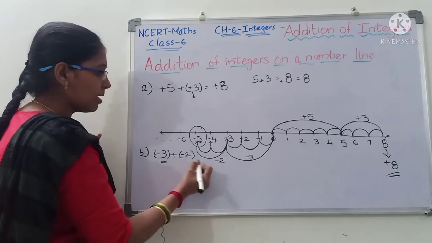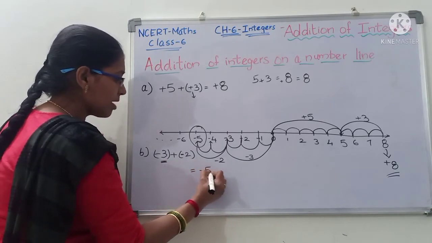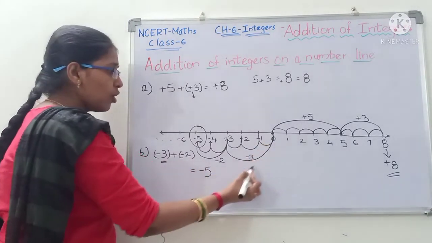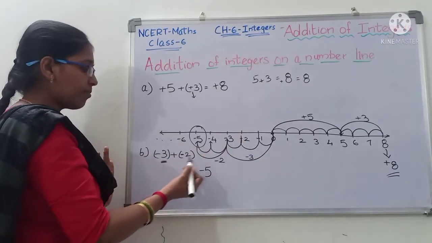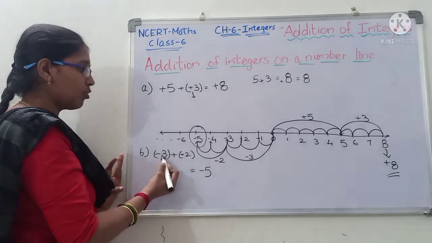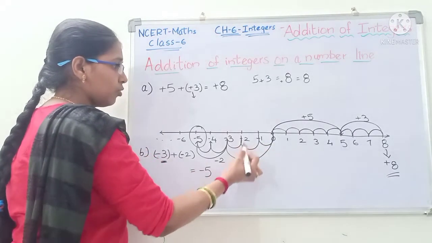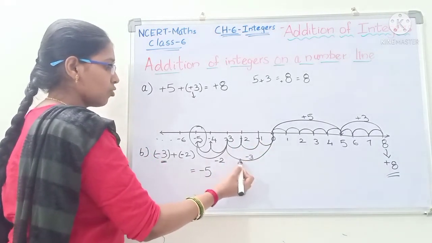Minus 3 plus minus 2 is minus 5. From 0, you moved 3 steps back. 3 steps you moved left of the number line because you got a negative number here. 1, 2, 3. You move left side. Minus 3 you got here.